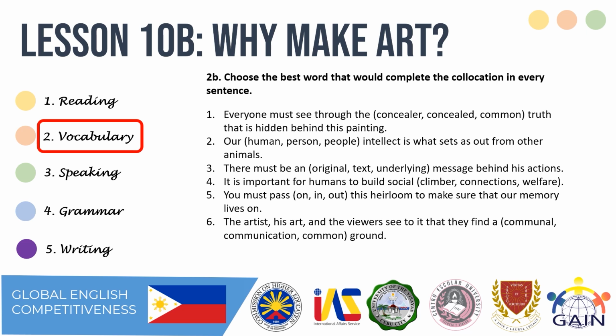On one hand, the phrase common truth exists, but it is not what we are looking for to complete this sentence. We can use context clues in determining answers for this activity. For example, in number 1, the word hidden gives away the answer. Therefore, the word concealed completes the collocation concealed truth. Now pause the video and answer the rest of the items. Now here are the correct answers.